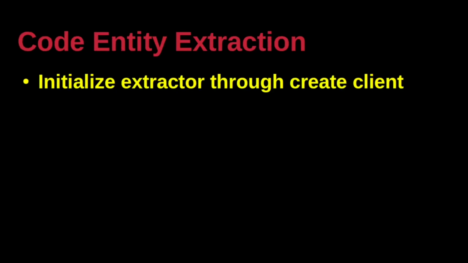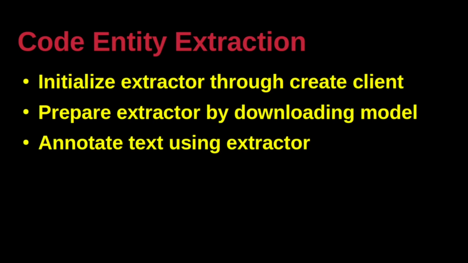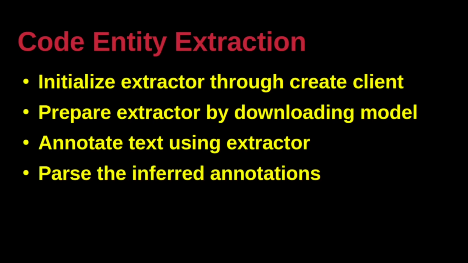The entity extraction has 4 basic parts. A client function initializes the extractor. The extractor is downloaded based on model options. The extractor creates a collection of annotated objects. The objects are parsed for display on the screen.